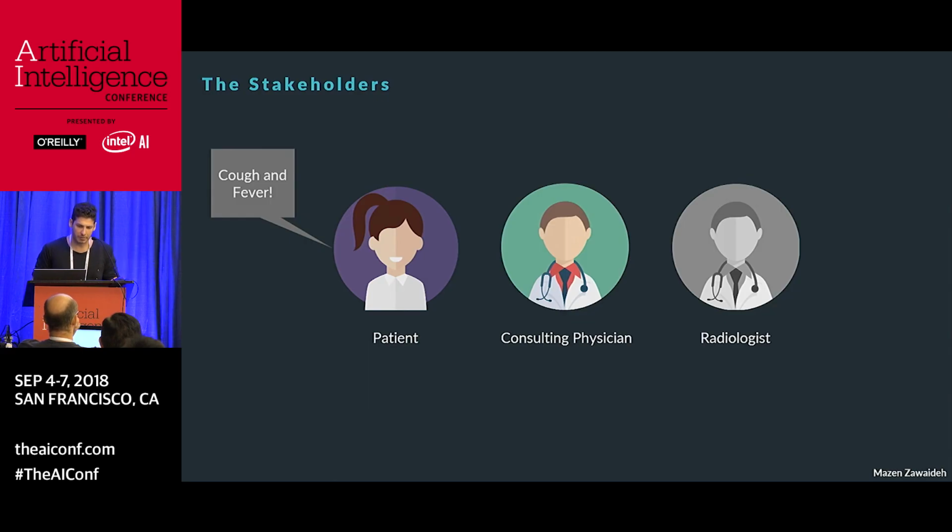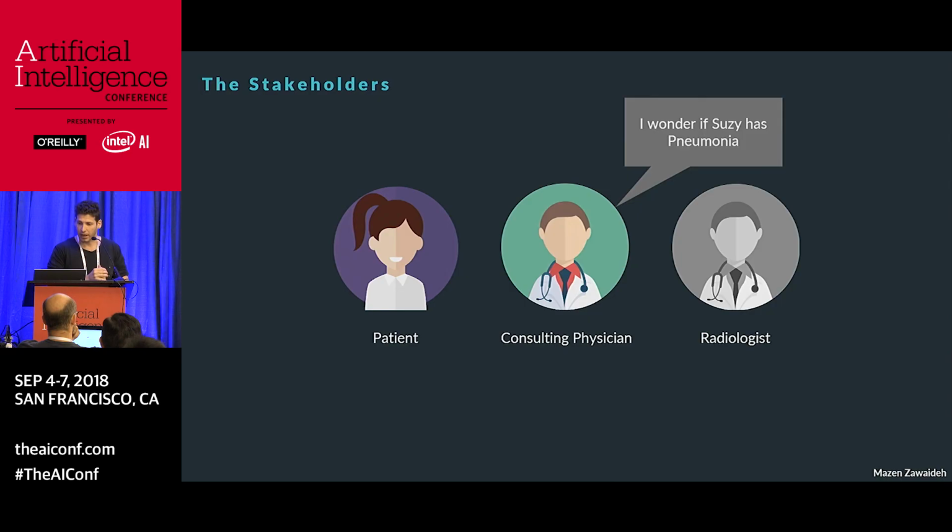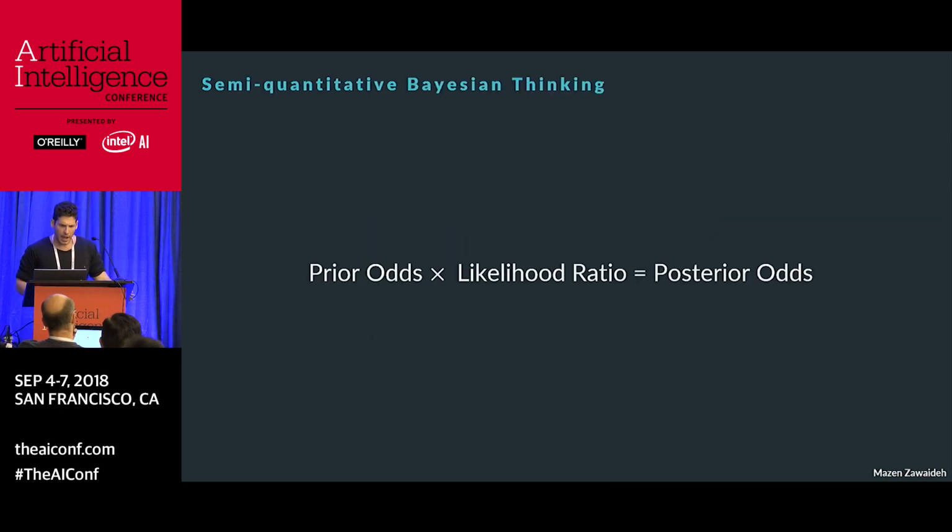Patient Susie comes in, she has cough and fever. And you as the consulting clinician now are thinking, I wonder if Susie has pneumonia based off of what she's showing me here. And the framework that we can all use is what I call semi-quantitative Bayesian thinking. And this is kind of a reorganization of the Bayes theorem that you're all comfortable with, presumably, but instead framed in terms of odds rather than probabilities.